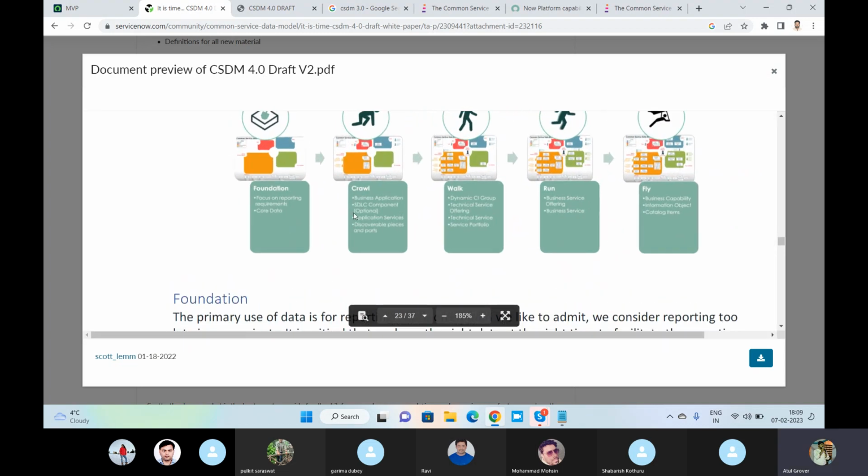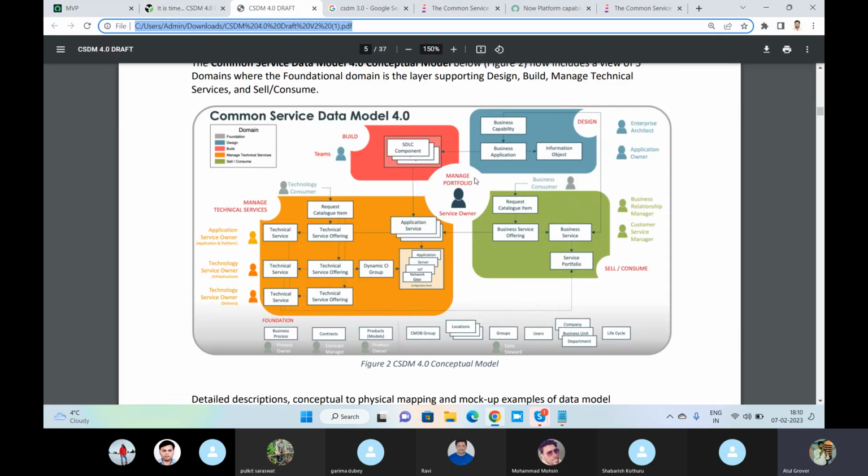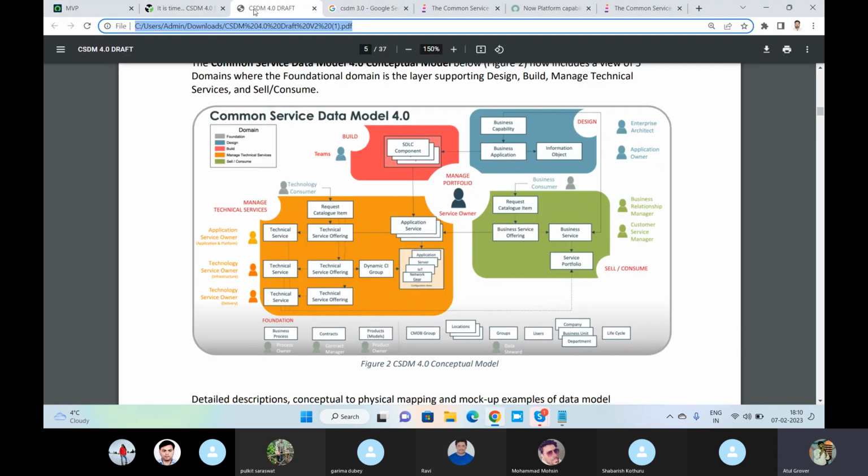No customer can implement this model in one go. It should be done in phases: foundation, crawling, walking, running, and flying. In every phase, you are implementing and enhancing the CSDM model. Believe me, ServiceNow recommends this approach, so don't try to be over smart and say we will implement everything in one go. It is not possible. I'm practically saying it is not possible.